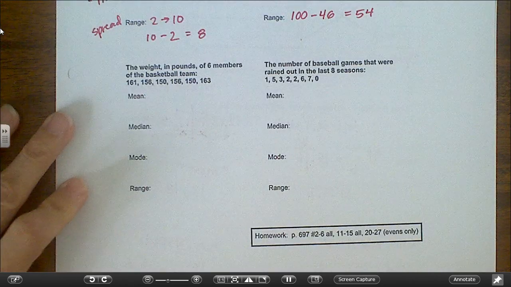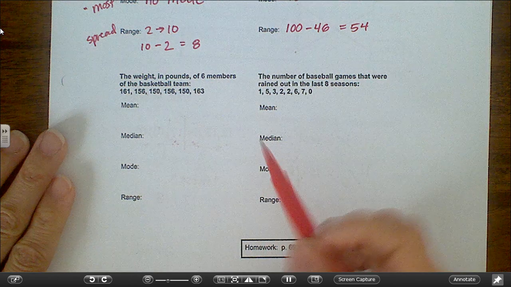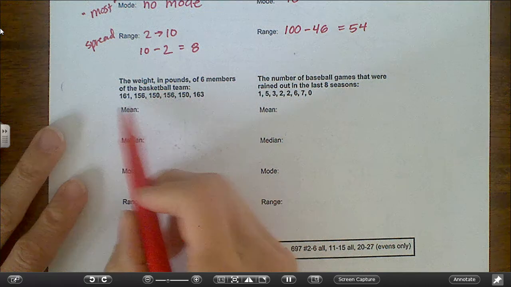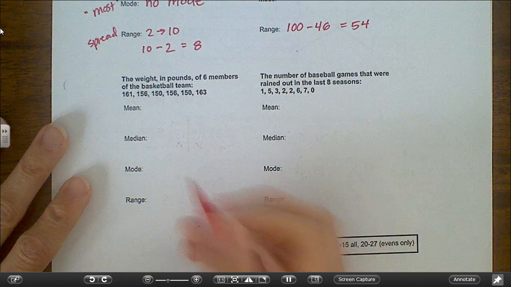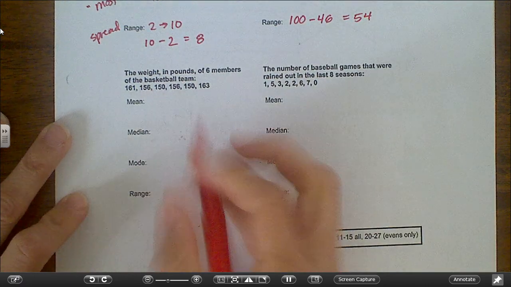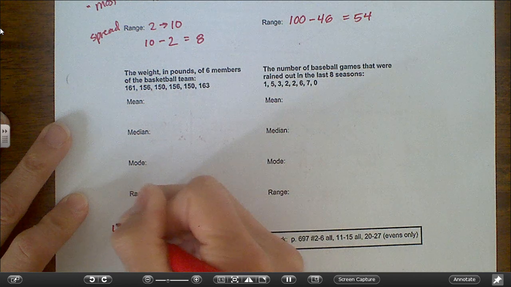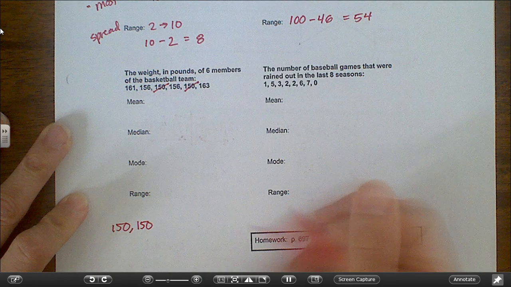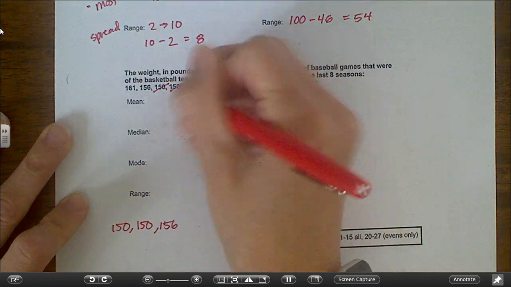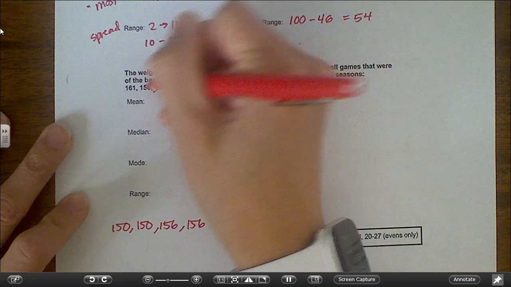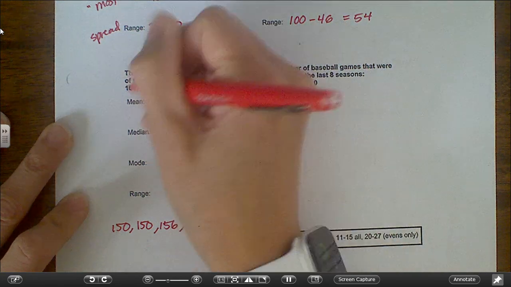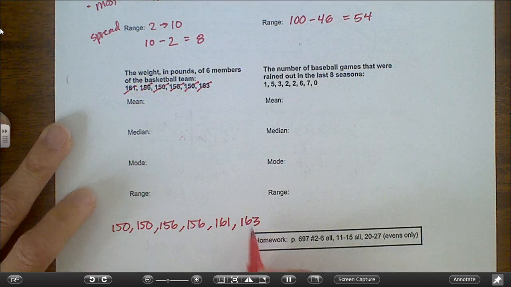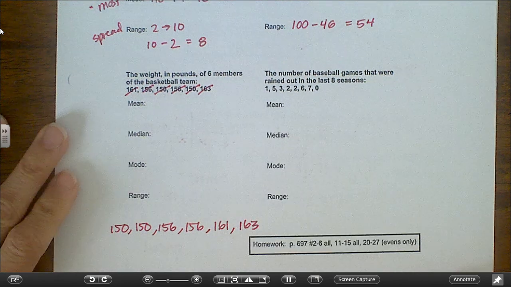All right, the last 2 are smaller data sets, which is nice. So the weight in pounds of 6 members of the basketball team. Again, let's put these in order before we do anything else. I'll do it down here because I have more room. My lowest appears to be 150. I have another one of those. And then 156. And then another 156. And then 161. And 163. I had 6 data points in my original. I have 6 data points here, so I did it all good.